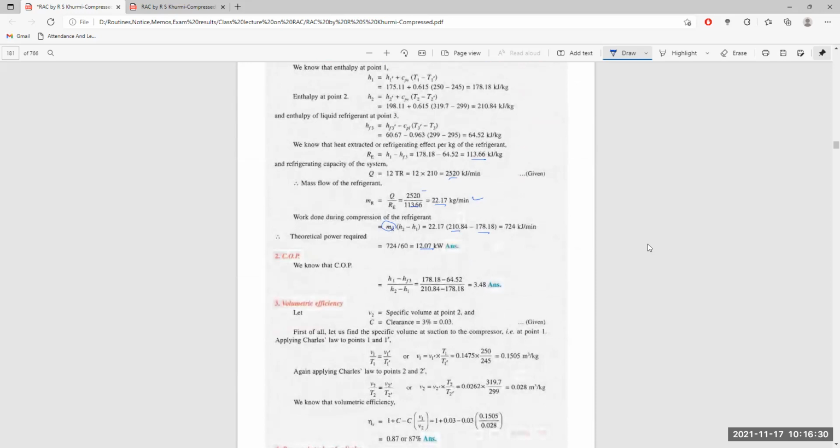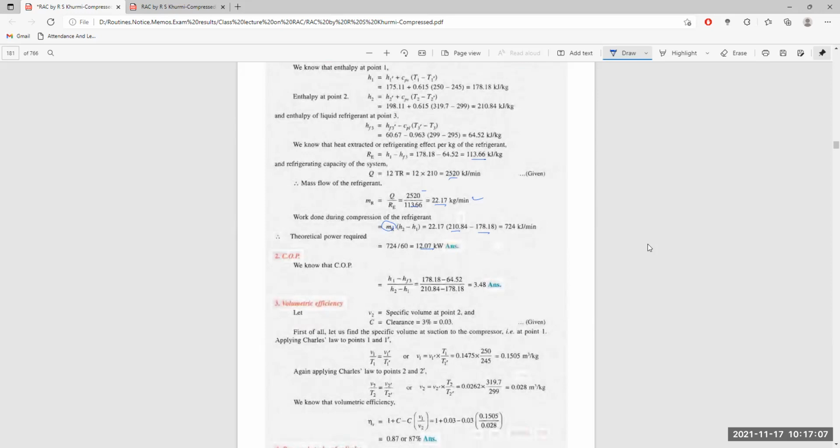Similarly, we apply Charles's law between points 2 and 2 dash: V2 by T2 equals V2 dash by T2 dash. The pressure is the same in both cases. So V2 is the specific volume at the outlet of the compressor, at the higher temperature T2, and T2 dash is calculated. So we put them in to get the specific volume of the vapor at the outlet of the compressor, that is 0.28 m³ per kg.